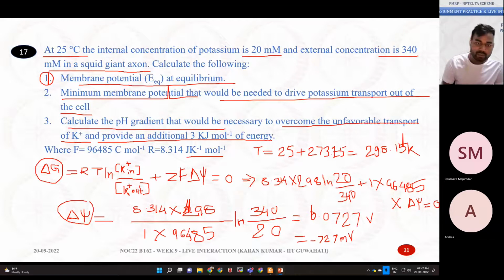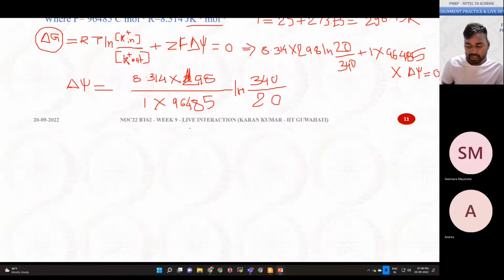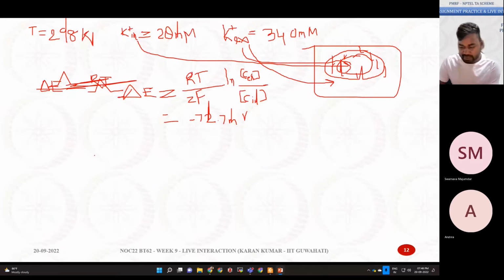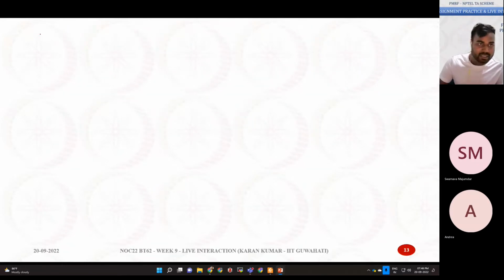Okay, now you need to calculate three different things. First, you need to calculate the pH gradient. Then you need to include the additional energy of 3 kilojoule per mole for this unfavorable transport. You need an extra 3 kilojoule per mole that you will incorporate in your equation. Now the same equation applies, which is delta G equals RT ln.